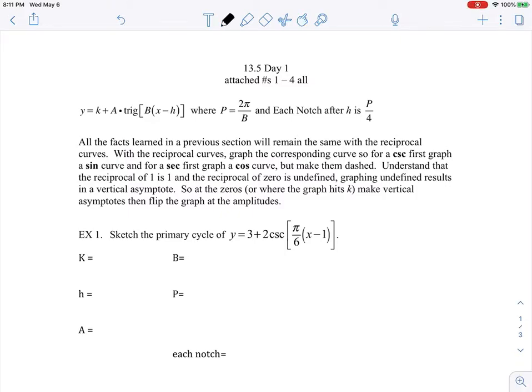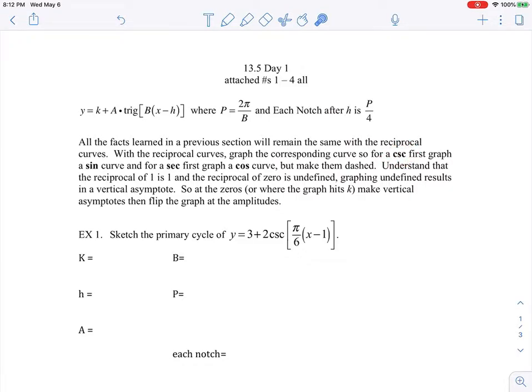Hello, everybody. We're looking at 13.5 day 1, okay? And what we're basically going to be doing is graphing what are called the reciprocal functions. So our secant and our cosecant, okay?